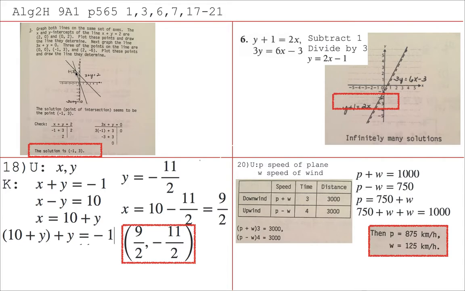If you're going to graph this by hand, you have to be kind of an architect and be exact on where you graph so that you find the intersection. But anyway, you can check what you find, and then you see that the solution is (-1, 3).